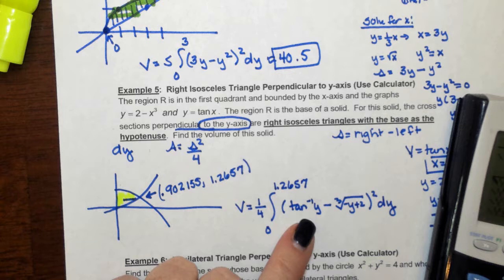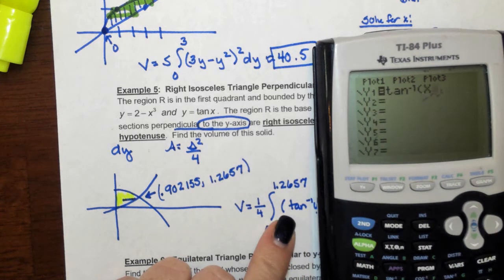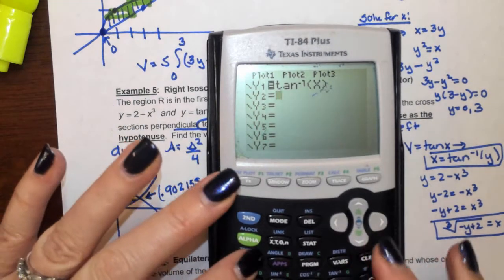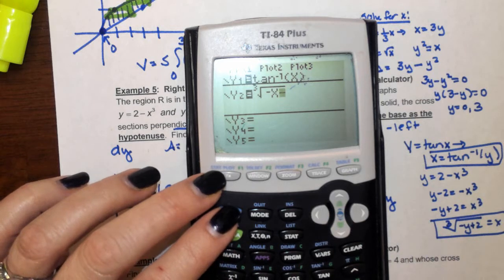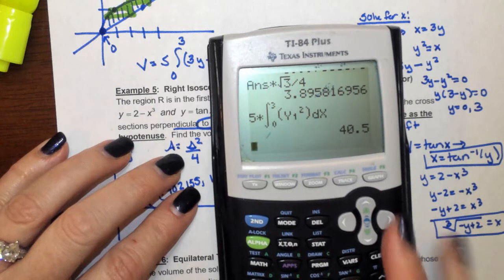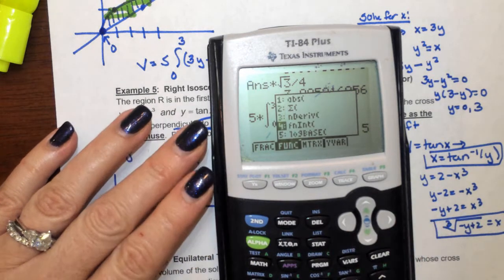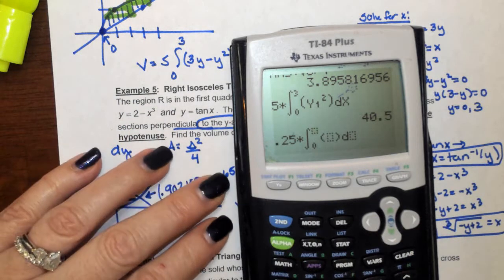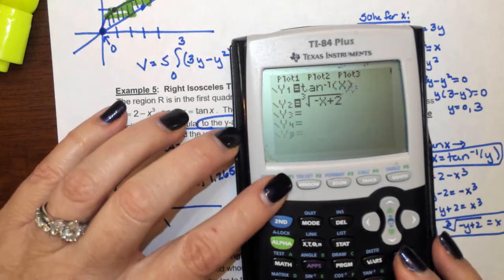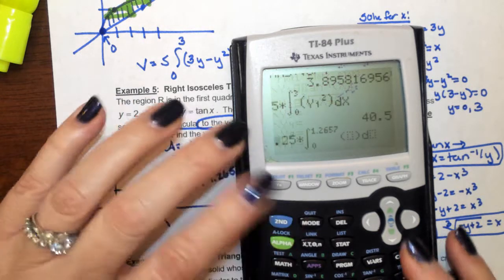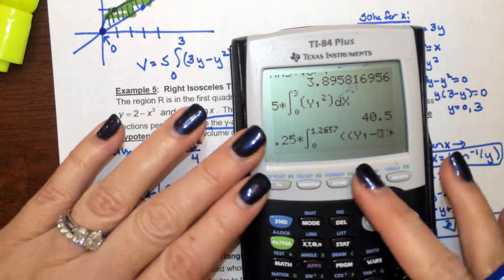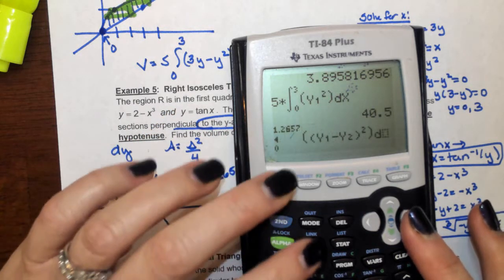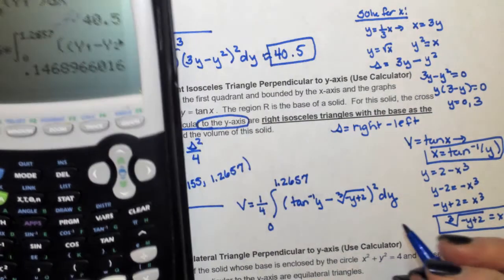Then on your calculator, you're going to have to change your functions under y1 and y2. So I have my inverse tangent of x. Like I said, you can't change that x to a y, but this is for calculation purposes only. Then math, cube root, negative x plus 2. On my home screen, I have 1/4 times the integral from 0 to 1.2657, with the inverse tangent under y1 and the cube root under y2, so parentheses y1 minus y2 squared. We end up with 0.147.